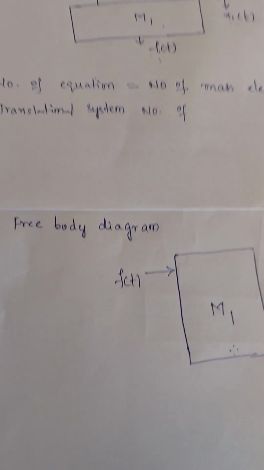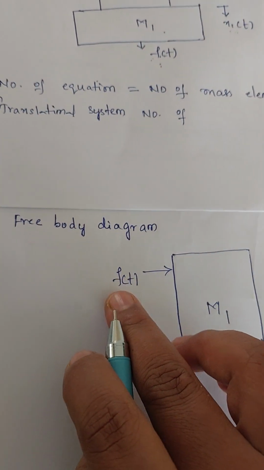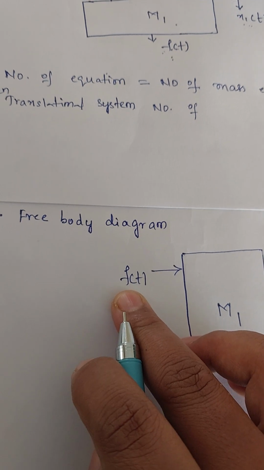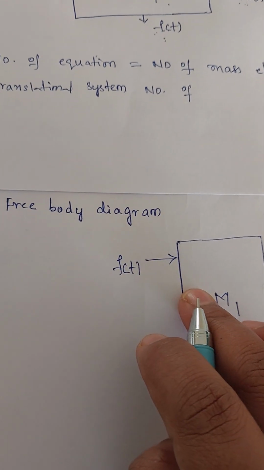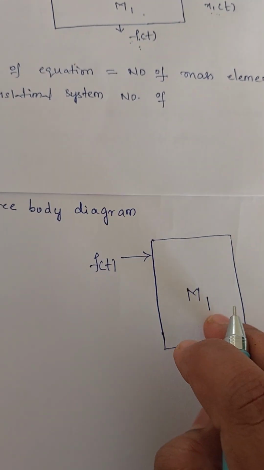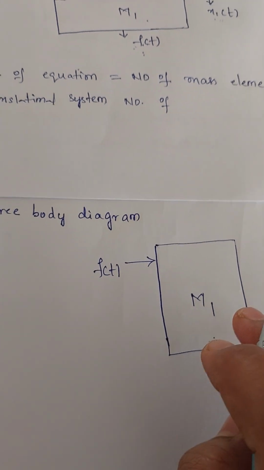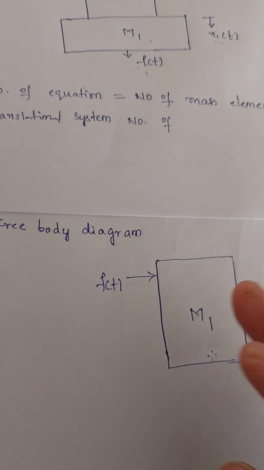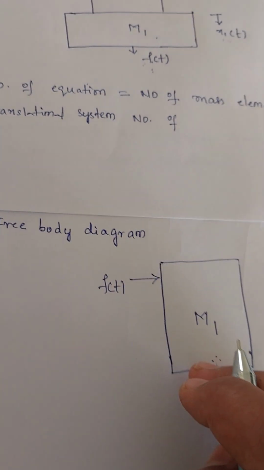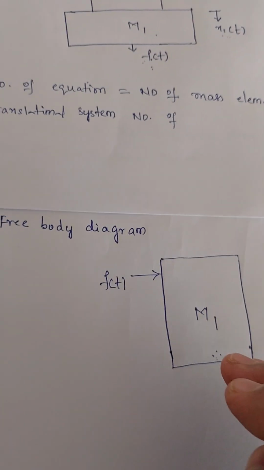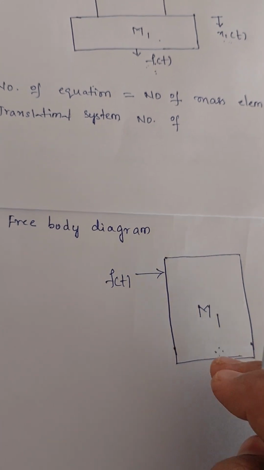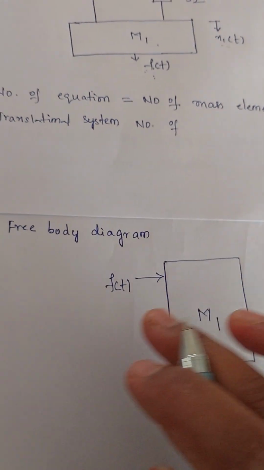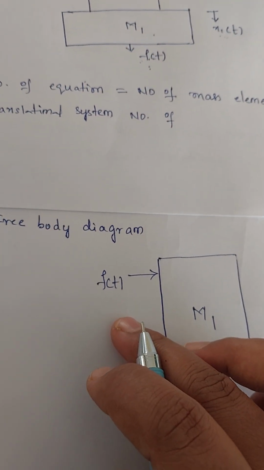And then, if this force F of t is applied on a mechanical system, then the elements present in the mechanical system will obviously apply a return force on it. So now we are going to write what those forces are that are applied in return onto this force F of t.